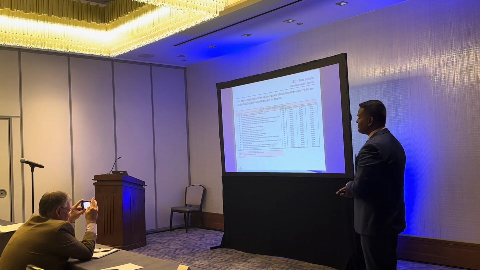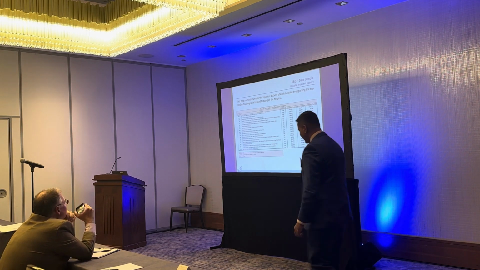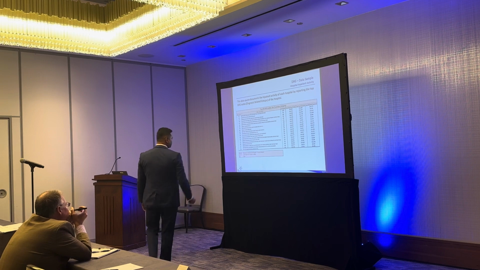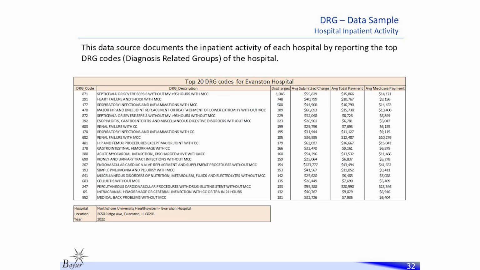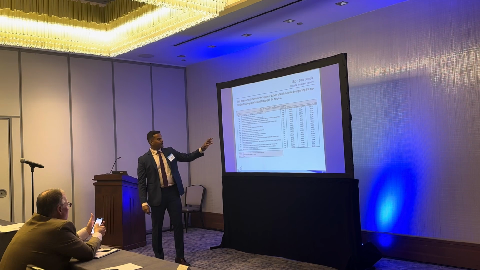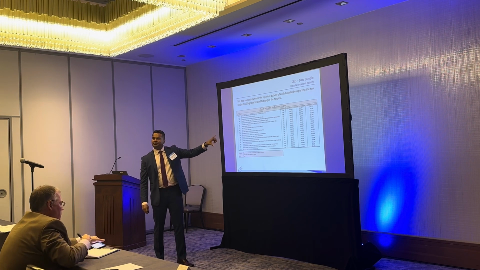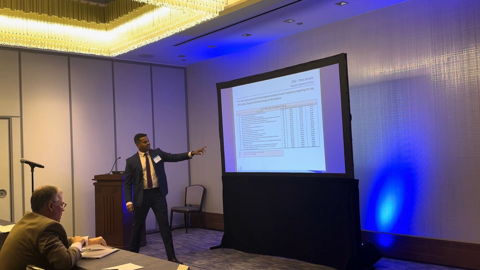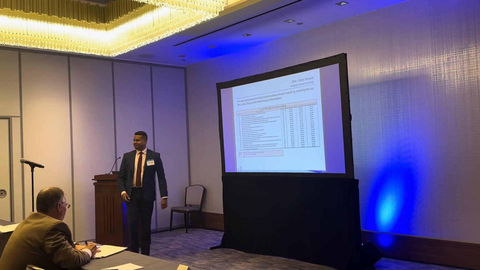So this is actually an example of the inpatient activity. We took Evanston Hospital, which is right next door, and for the 2022 year data, these are the list of DRG codes, and you can look at renal failure, acute myocardial infarction, and we rank order based on discharges. So we took the top 20, and then we break down by average submitted charge. So if you want to take a look at the total volume, you can multiply, right? Very simple. And the average total payment and average Medicare payment. There's not much difference between the two, but Medicare is one of the biggest payers.